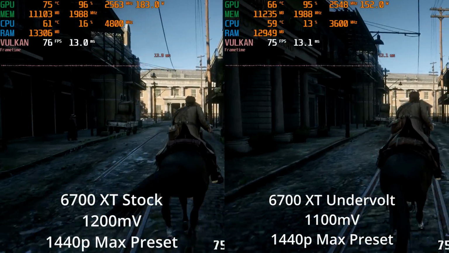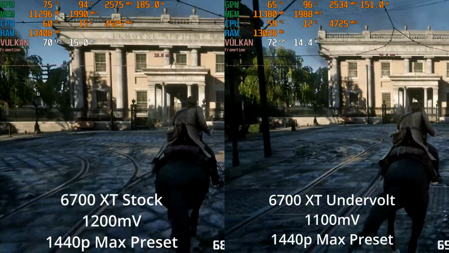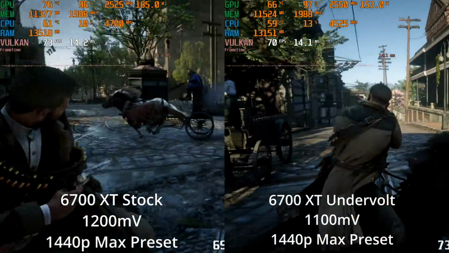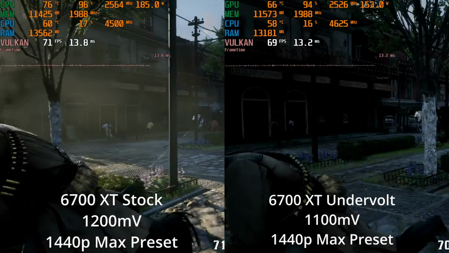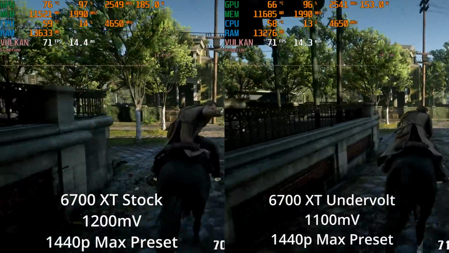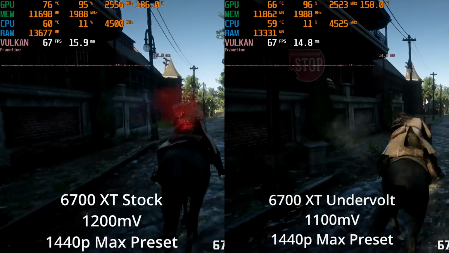So far, it's really looking good. And notice that not only is it currently 10 degrees cooler, look at the wattage. It's actually drawing less power. This is actually saving you money on your electric bill. Maybe not a mind-blowing amount, but honestly, considering this is the same GPU and basically delivering identical performance.